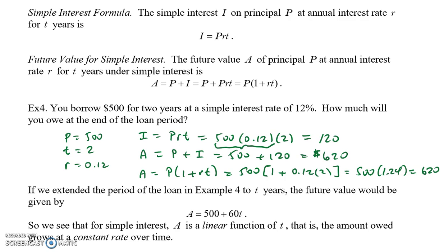So we see that for simple interest, A is a linear function of T. That is, the amount owed grows at a constant rate over time. The basic form of this is the same thing that we see with y equals mx plus b. Here the m would be 60 and the b would be 500. So simple interest grows at a constant rate over time in a linear fashion. We will contrast simple interest with compound interest as we move to the next video.